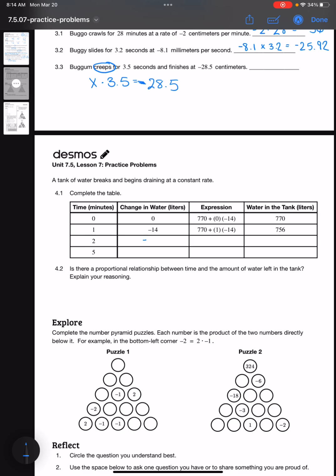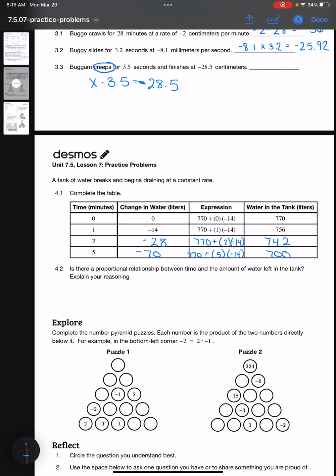So this would be negative 28. And 14 times 5 would be negative 70. So we're all starting with 770. And then I'm going to multiply 2 times negative 14 and 5 times negative 14, which is going to leave me with, if I subtract 28, 742. And then if I subtracted 70, I would have 700 liters of water in my tank.